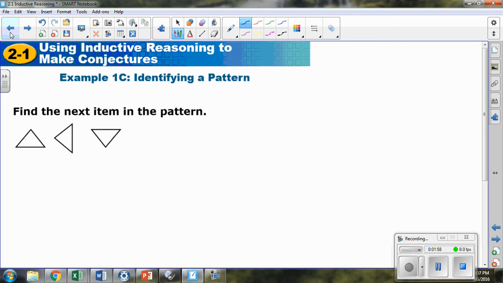What about here? What's next? So what's the pattern then? What's happening to the shape? It's rotating toward the left each time. So top rotates to the left, rotates to bottom, bottom rotates to right. This is inductive reasoning. Spotting a pattern, continuing a pattern.